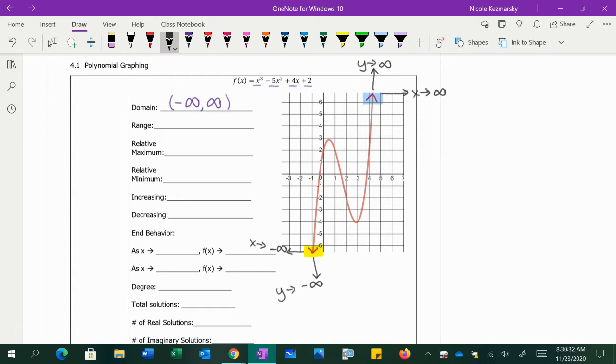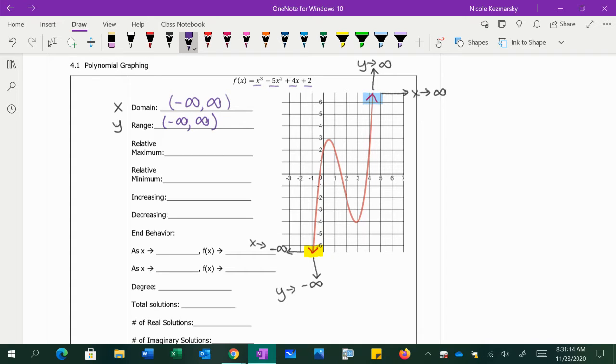If we look for domain at just the x's, because domain is x, we can see that the x's start down at the yellow arrow at negative infinity and go to the blue arrow at positive infinity. We can look at the range in a very similar way. Range is y. With range, we want to look at how low does the graph go. In this case, the yellow arrow points down to negative infinity, and the blue arrow points up to positive infinity.